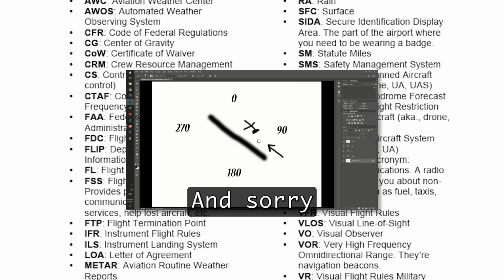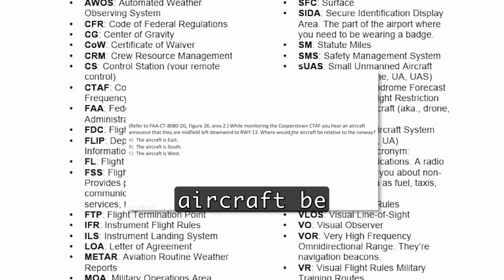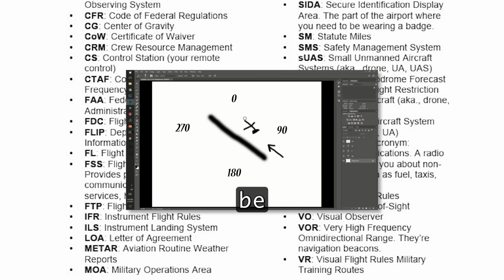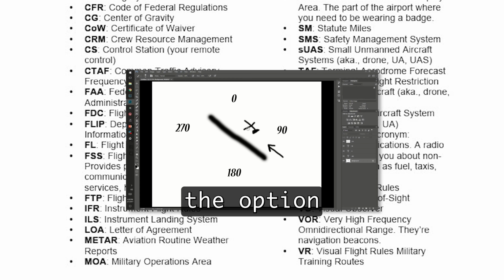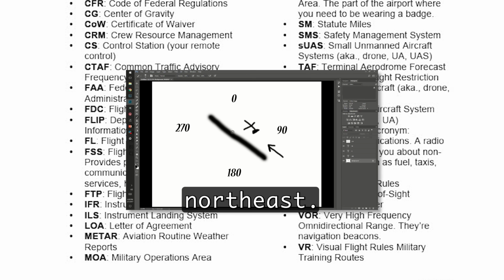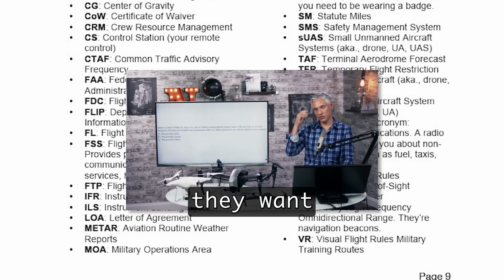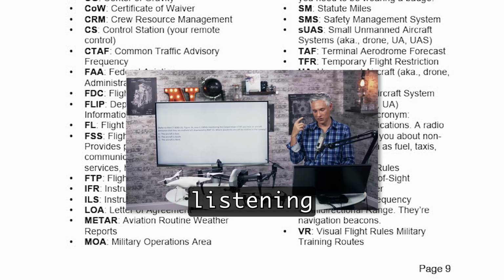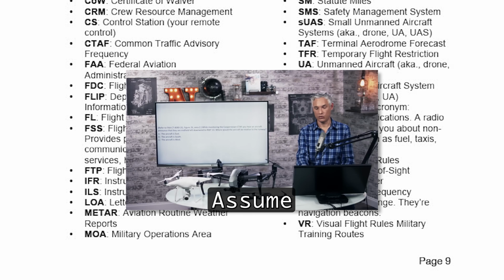And sorry about my drawing. The question asks, where would the aircraft be relative to the runway? The aircraft is east. I mean, it could be northeast, but north isn't the option because that would be confusing. So it's actually northeast, but if anything, the aircraft is east. The theory that they want you to know is, you might be flying around where you're theoretically listening to this runway chatter. Where is that plane actually going to be, assuming you can't see it?